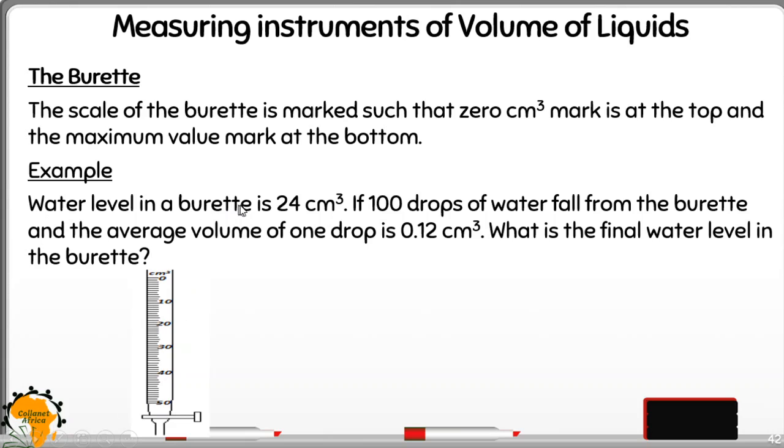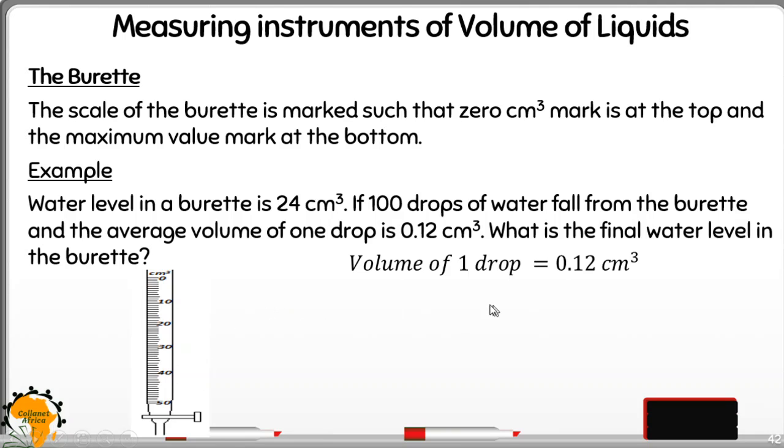Water level in a burette is 24. We are given that the water level is at 24. If 100 drops of water fall from the burette, we are removing, so we are reducing the volume. And the average volume of one drop is this one. What will be the final level of water in the burette? Remember, we have said that we are starting from the minimum 0. So as you remove, then it means that the level is supposed to increase.